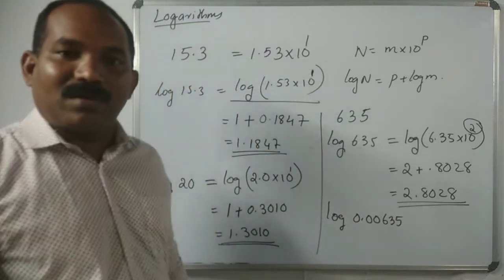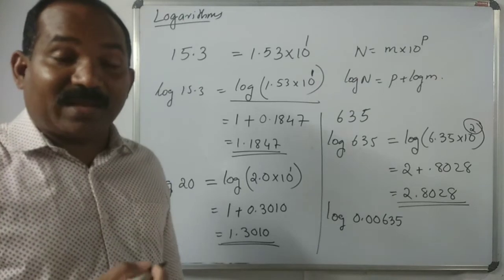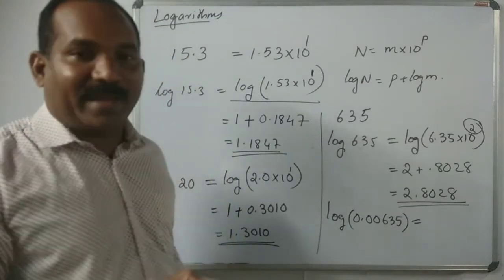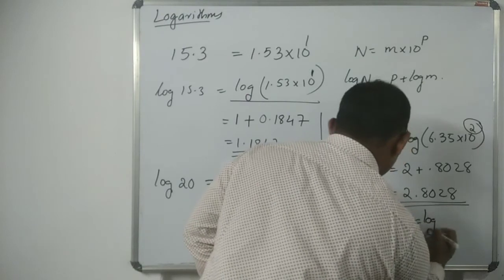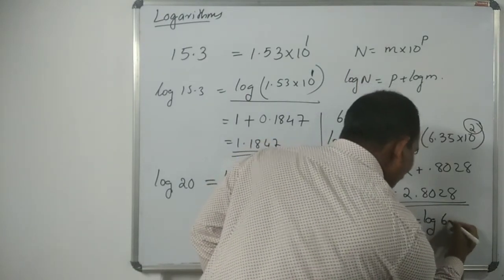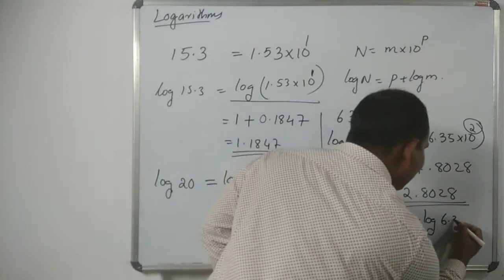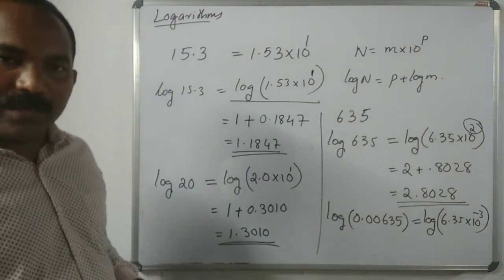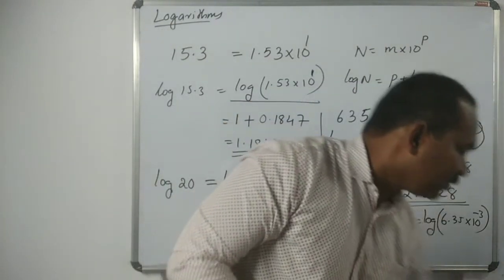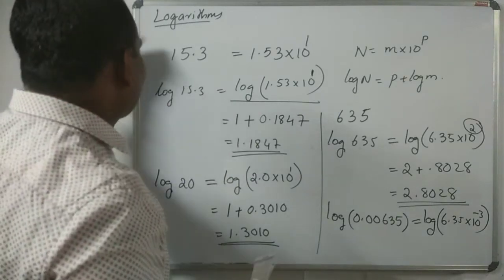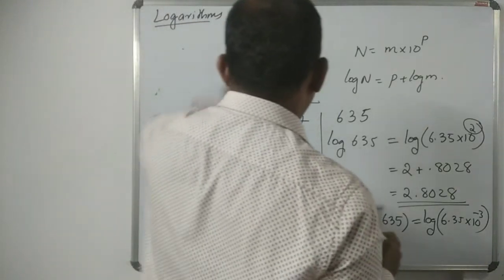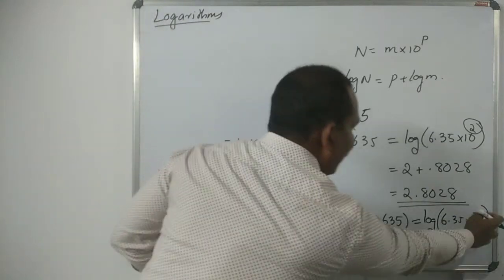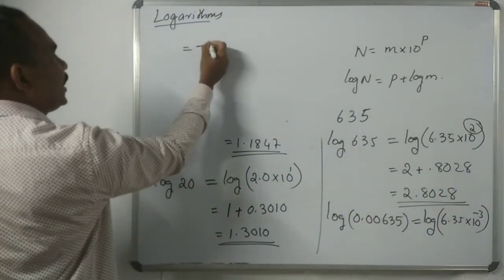Then log 0.00635. What do we have to do when decimals or fractions come? No need to worry. First of all, you write the standard form. So log of 6 point, move three places to the right side: 6.35 into 10 raised to minus 3. Are you clear? I just erase this because there is no space. So we are writing here: the characteristic of this log is minus 3.